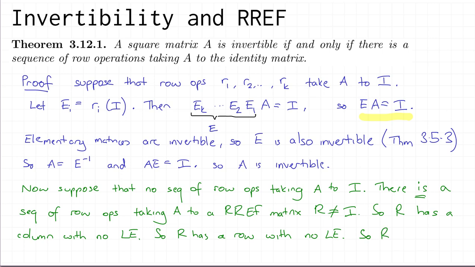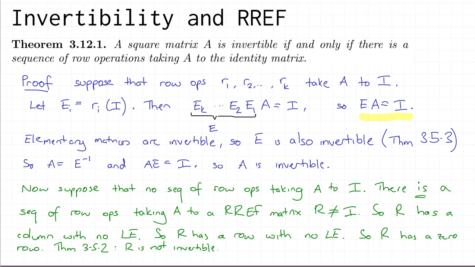If there's a row with no leading entry, the only way that can happen is when there is a row which is the zero row. So by zero row, I mean a row which is all zeros. Okay, so this matrix R is not invertible. We showed that if you've got a matrix with a row of zeros, then it's not invertible. So theorem 3.5.2 shows that R is not invertible.